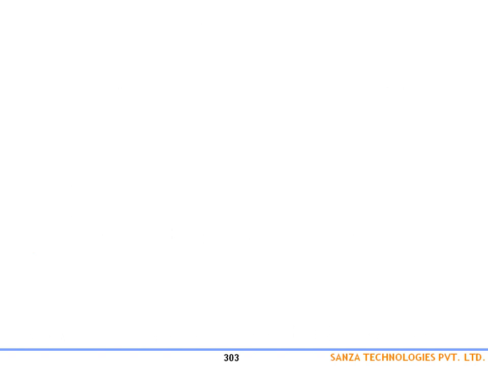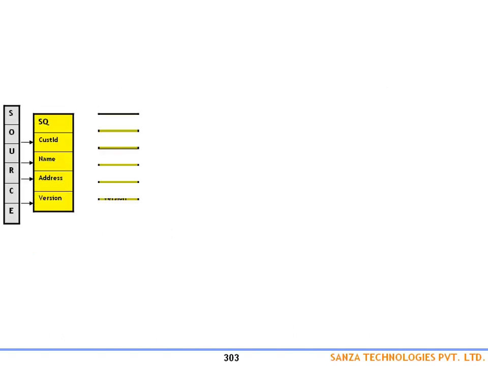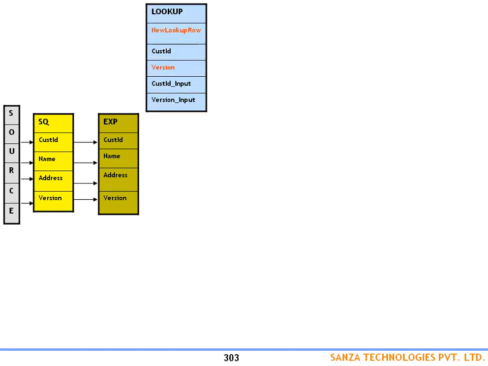So how will we do it? In a dynamic lookup cache, when you enable the lookup cache to dynamic, here is the concept, please understand it. It will give you a new lookup row. As soon as you create it as a dynamic lookup cache, it will create a column called new lookup row and associated port.